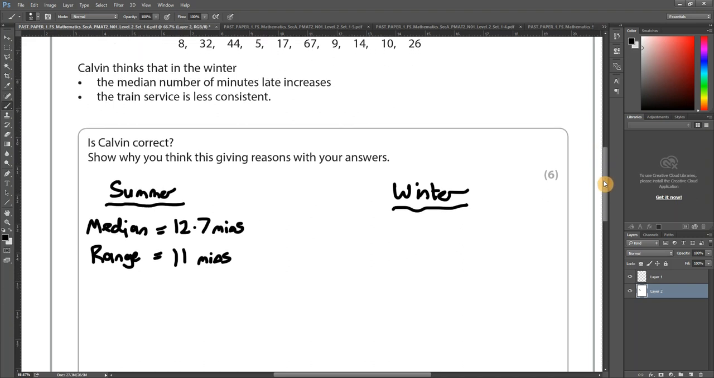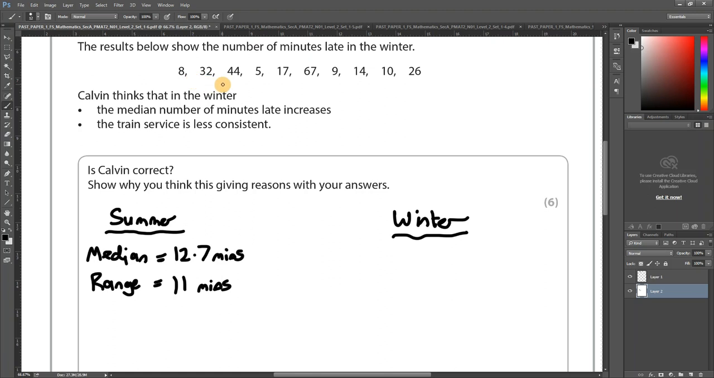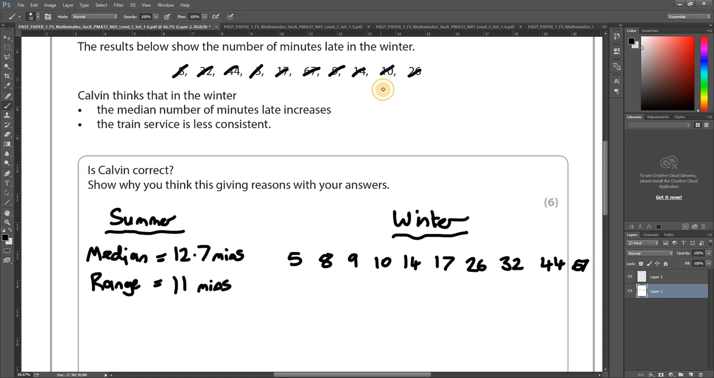So we're going to have to work out the median. For median, you have to put them in order from smallest to largest usually, and you work your way towards the center to find the middle value. So let's put them in order first. 5 is the smallest one, then 8 and 9, we've got 10, then 14, 17. What's next? 26, 32, and 44. Oh, one more, 67. Yep, and that's all of them done.